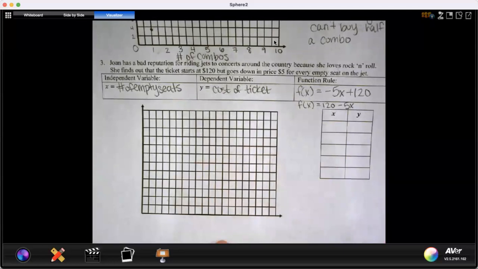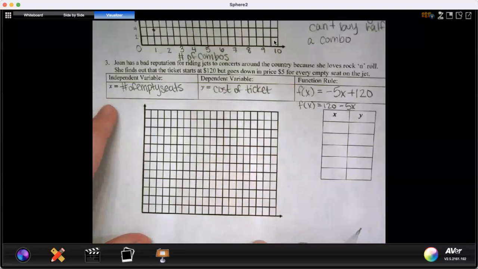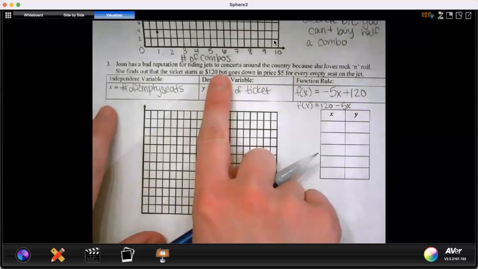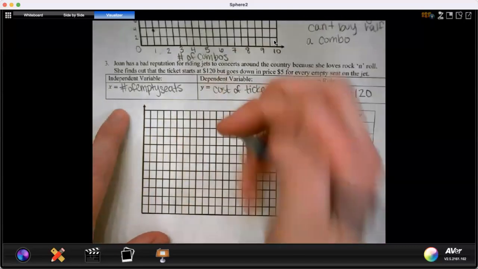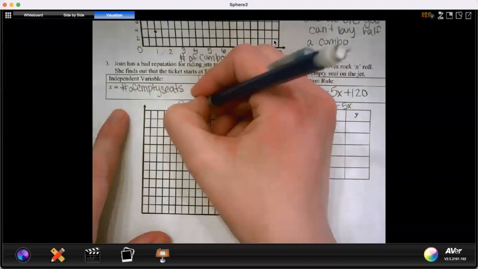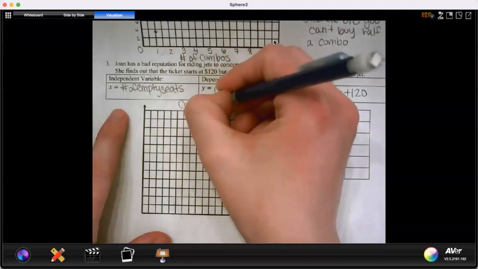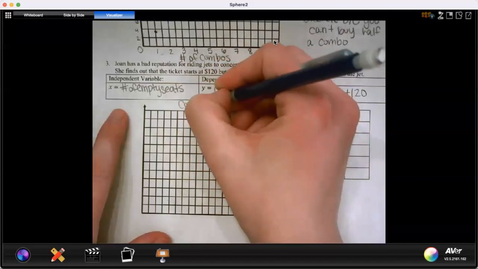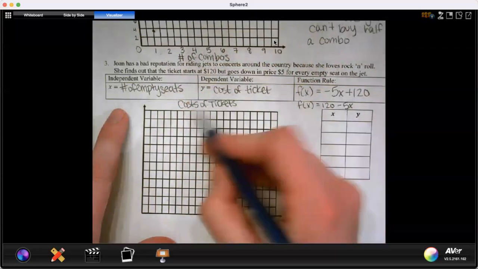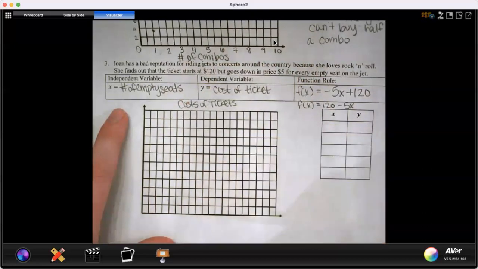Okay. So let's first talk about naming our graph or titling our graph. Okay. So again, thinking about what we're comparing, what we're finding. Okay. So we can figure out costs of tickets. You could be more specific. You could say Jones ticket prices. Okay. But this is really what we're comparing. We're comparing the cost of tickets.